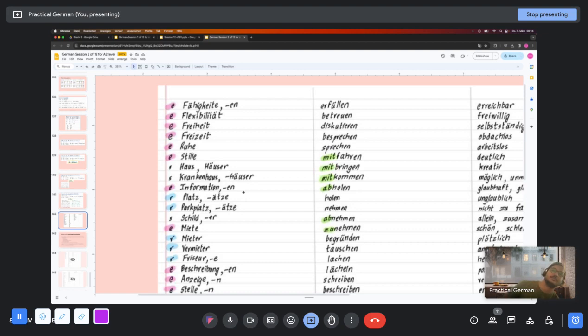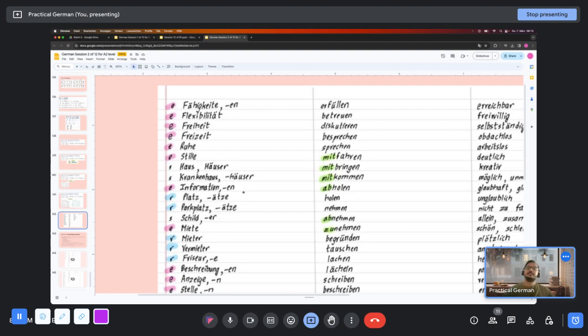Die Informationen. Der Platz, die Plätze, der Parkplatz. That is places. Der Parkplatz, die Parkplätze. Meaning is obvious, right? Anyone not knowing what this means? Parkplatz. Yeah, parking place, like the place where you park a car.